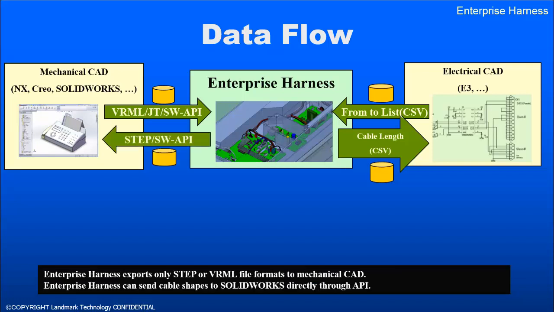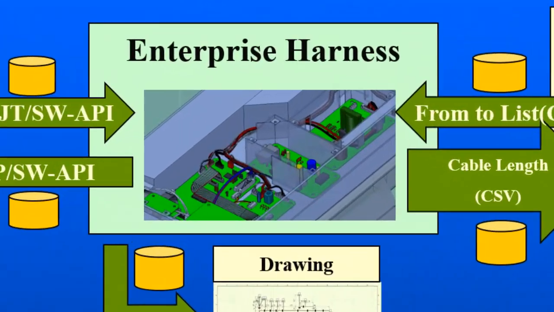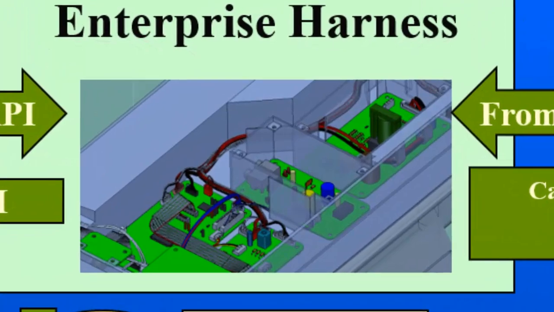Enterprise Harness can export step files. Cable configurations designed in Enterprise Harness can be imported to mechanical CAD as a step file. For SolidWorks, Enterprise Harness can directly export cable configuration and information through API as well. Enterprise Harness can generate drawings for purchase orders from a 3D cable model. We will now explain how to use Enterprise Harness.